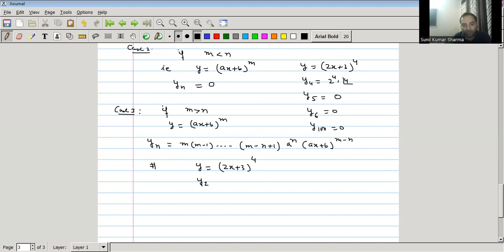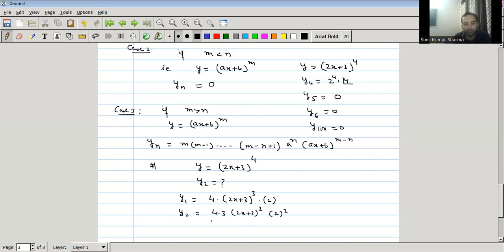Here n is 2 and m is 4. So 2 is less than 4. So we have to find y2. Let us find y1 first. This is 4 into (2x plus 3) to the power 3 into 2. What is y2? 4 into 3 into (2x plus 3) square into 2 square.